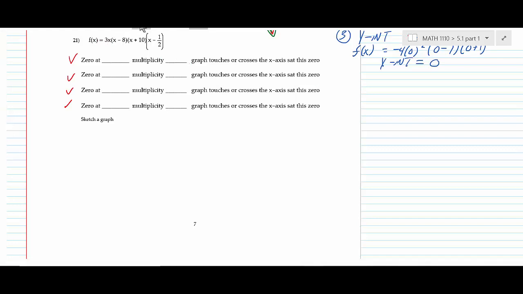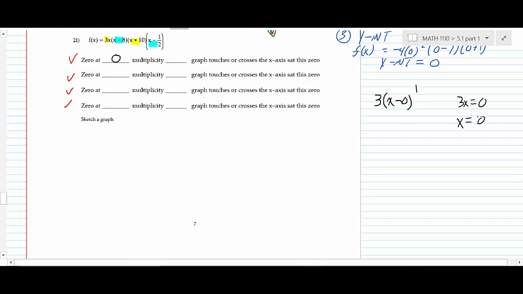When you look at this 3x, that's your first factor. The zeros come from each of these factors, okay? So the first factor is 3x. You can think of that as 3x minus 0 to the first. That 0 is 0, because if you let 3x equal 0 and solve that equation, you get 0.